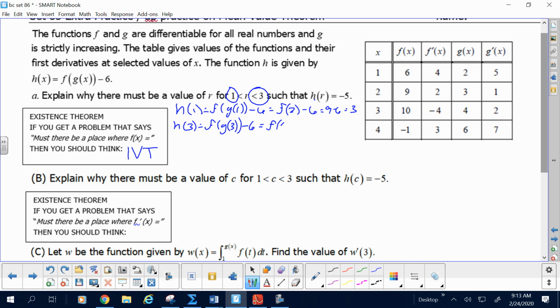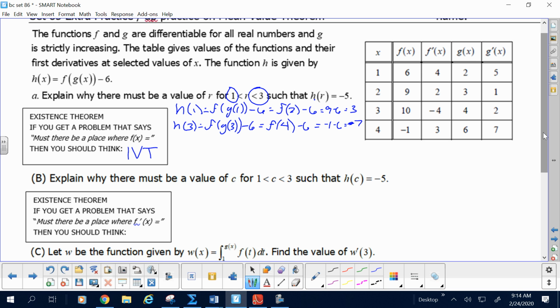No, not yawn. What is it? 4. Okay. F at 4 is negative 1 minus 6, which is -7. Now again, I have no idea what h looks like, but it just went from a y value of 3 to a y value of -7. Can we infer that it must have had a y value of -5?